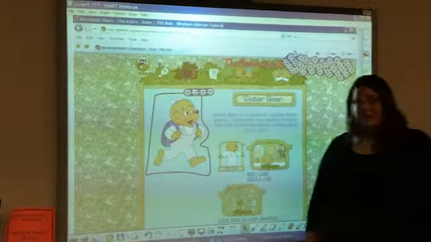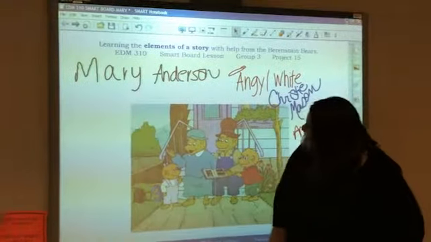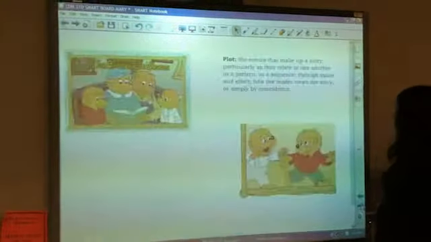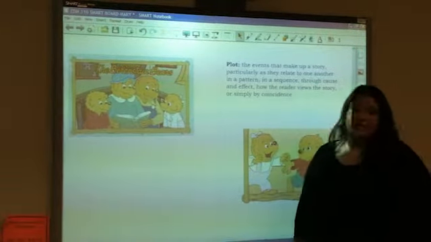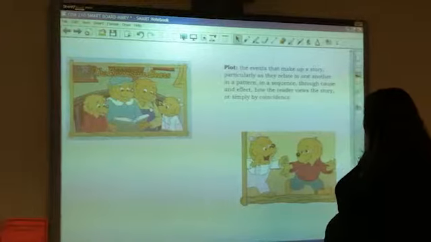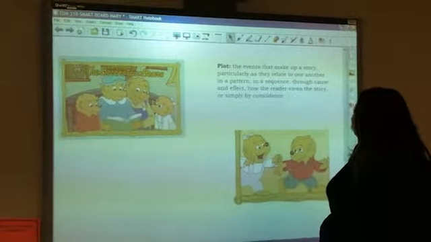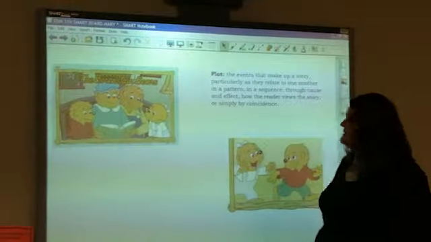Now that we've learned about the setting and the characters, we're going to take a look at the plot. A plot is the events that make up a story, particularly as they relate to one another in a pattern, in a sequence, through cause and effect in how the reader views the story, or simply by coincidence.